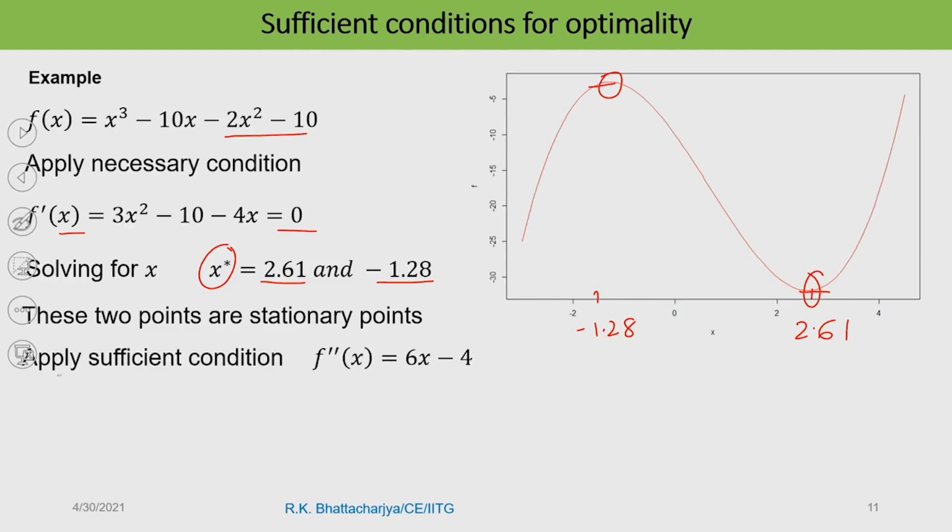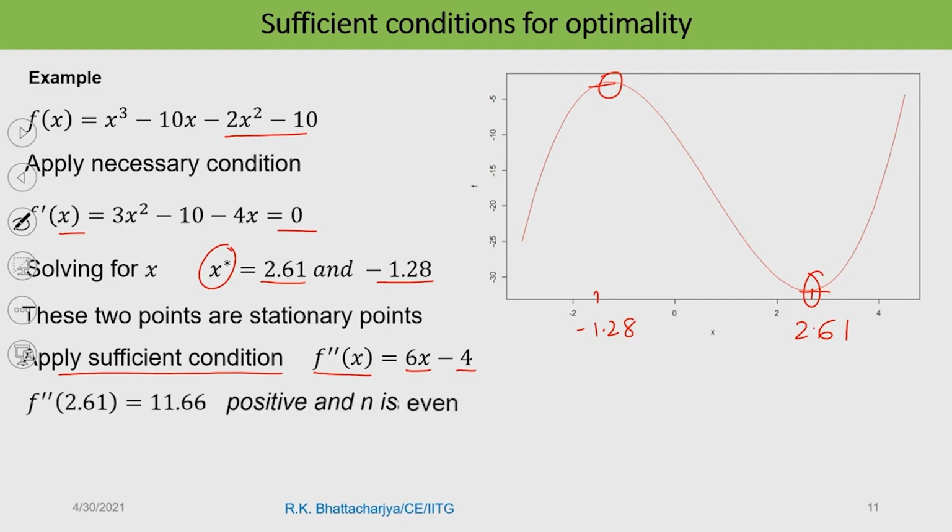To do that, I have to apply the sufficient condition. What is the sufficient condition? I will take the second derivative first. The second derivative I am getting is 6 x minus 4. If I calculate the value of the second derivative at 2.61, I am getting 11.66.